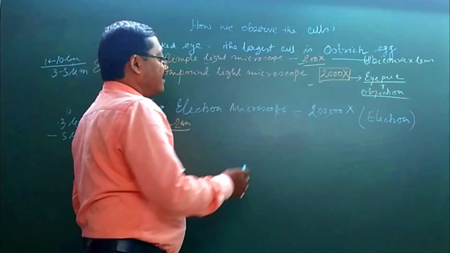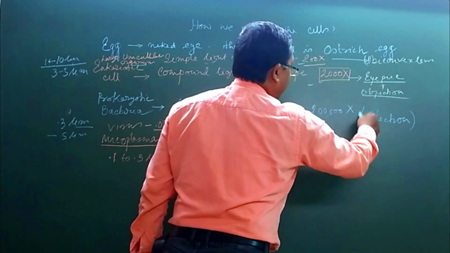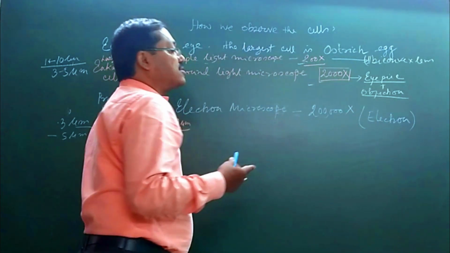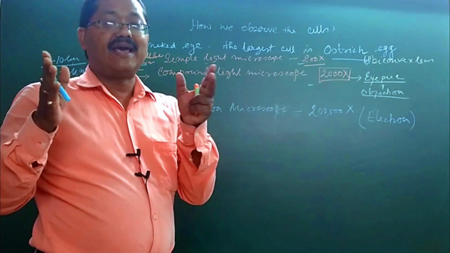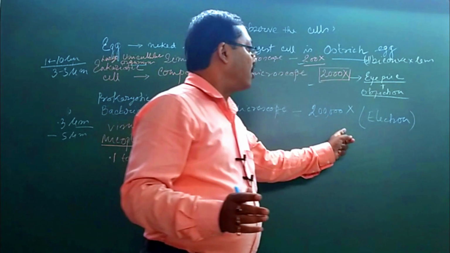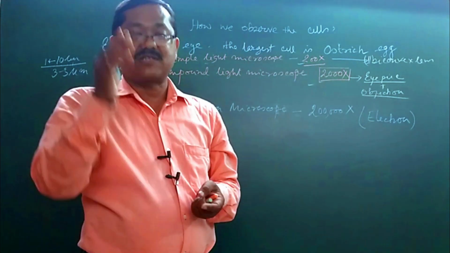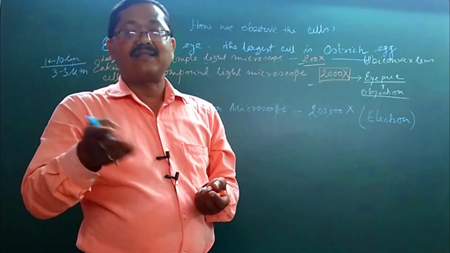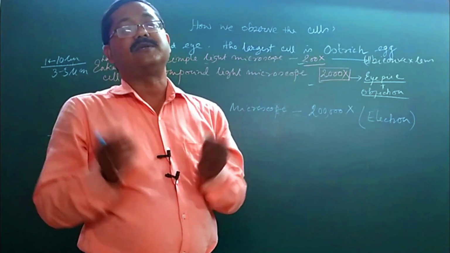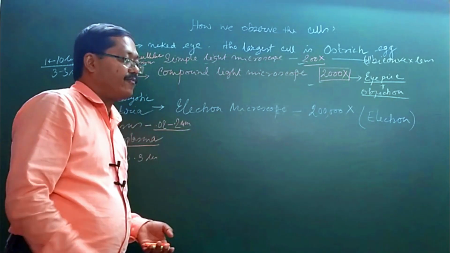These electric fields are created by electrical coils, where a high amount of voltage difference is applied. Those electrical coils create a huge amount of magnetic field. This magnetic field regulates the electron flow that strikes the specimen, and the magnified image of the specimen we can see by this type of microscope.